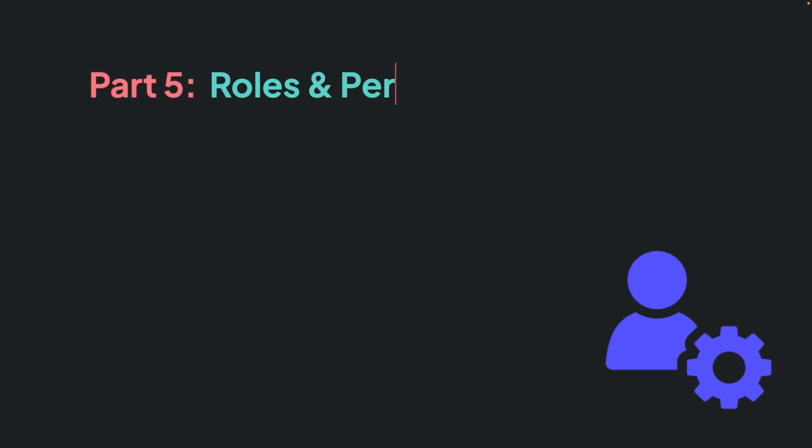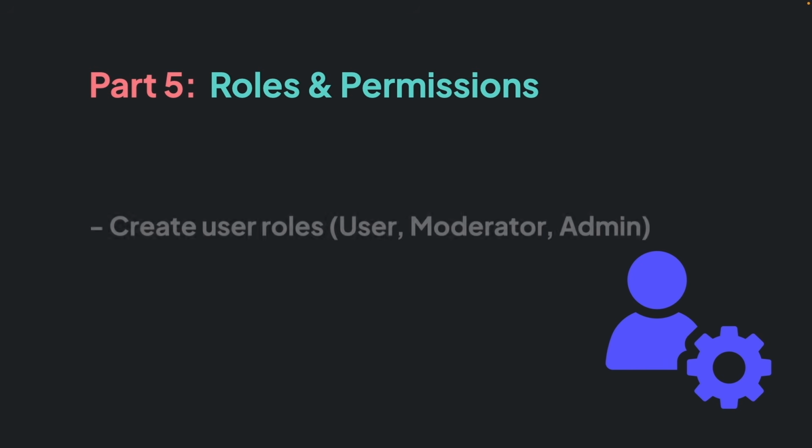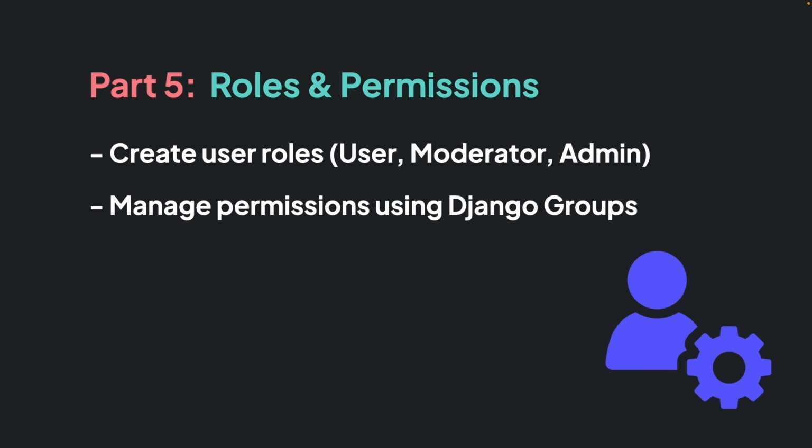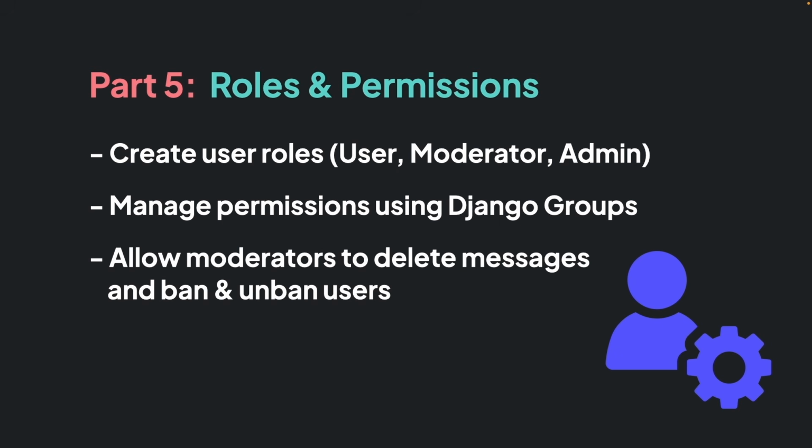Part 5: Roles and permissions. We will create user roles like user, moderator, and admin. Then we will manage permissions using Django groups. And finally, we will allow moderators to delete messages and ban or unban users directly from the user interface.